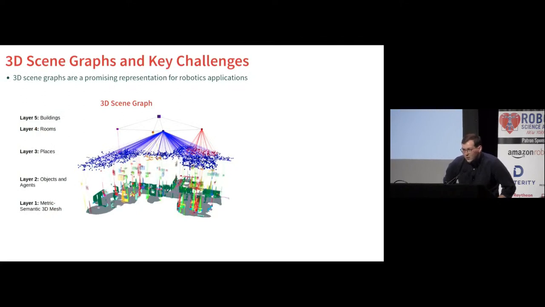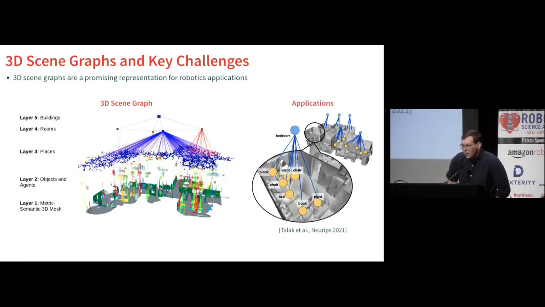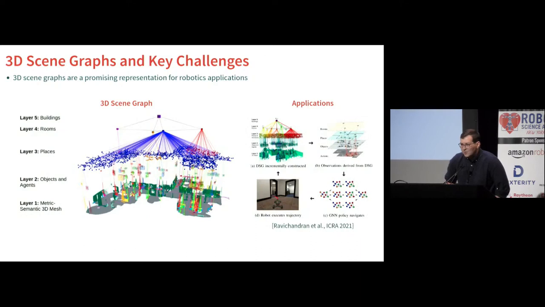In addition to the 3D metric semantic mesh and objects that a traditional 3D reconstruction technique might provide, a 3D scene graph also includes a sparse description of the free space in the places layer, as well as the scene layout in the rooms layer. They've shown promise for both high-level scene understanding, as well as early promise for path planning and reinforcement learning search.